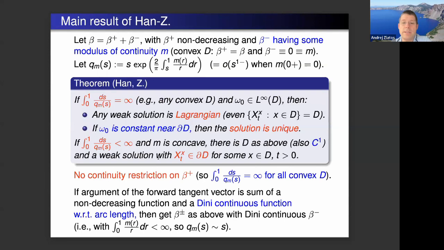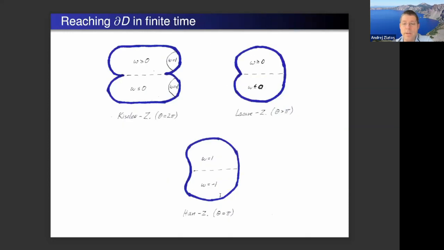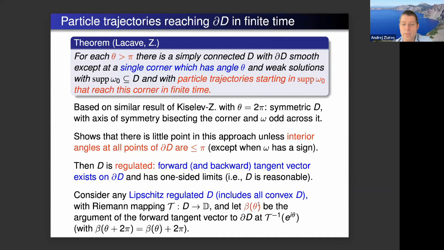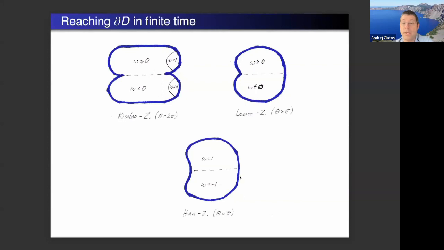Anyway, so here is the main result of my first paper with Han. It's the following. Let's take this β that I just described, and let's somehow split it into 2 bits. We are free to do this splitting, but there are some constraints. First, β plus is non-decreasing. So what this says is that, for example, if I am on this domain and I'm turning here to the left, so β is not the forward tangent vector, it's its argument, then the argument of the forward tangent vector is increasing here.